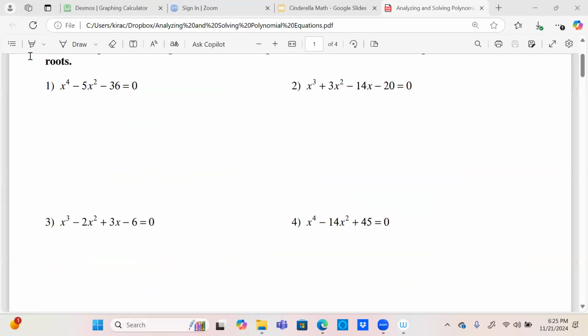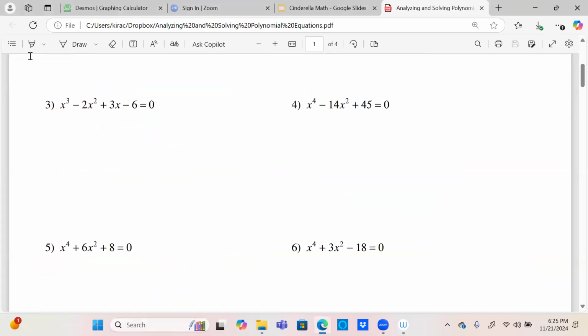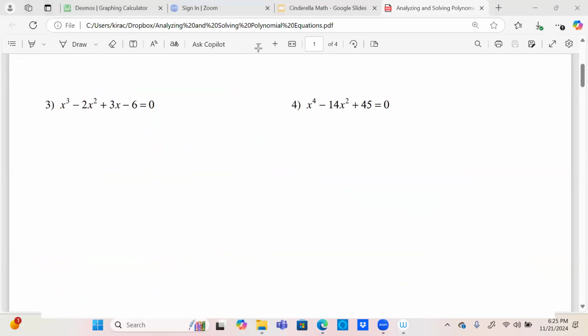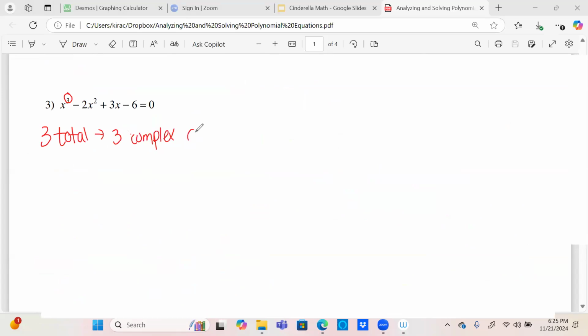Number 3. Okay, let me again just white out everything. All right, we know we're going to have 3 answers total right here. So we're going to have 3 total, which is 3 complex roots. And again, complex covers both real and imaginary. All right, do the imaginaries. We know imaginaries come in pairs. So that could be 2 or 0, because we can't do 3, because that's not a pair.